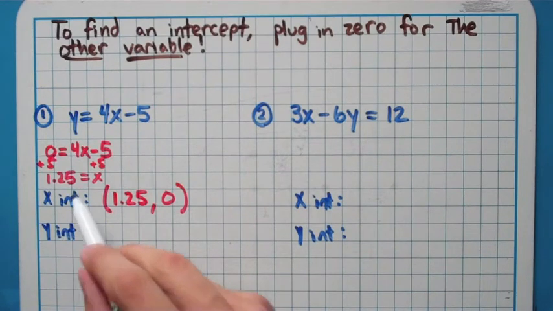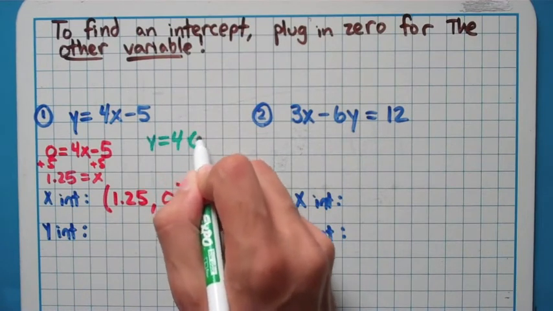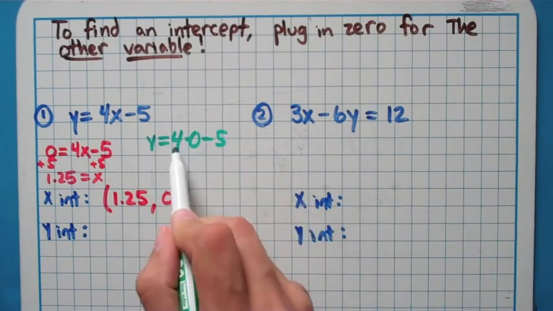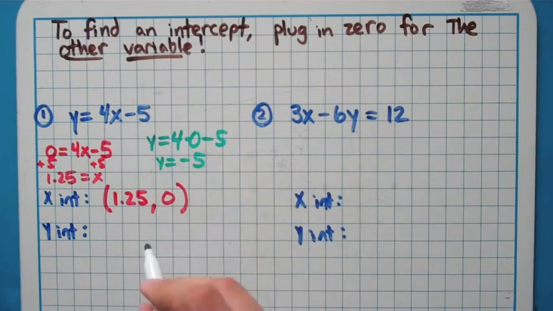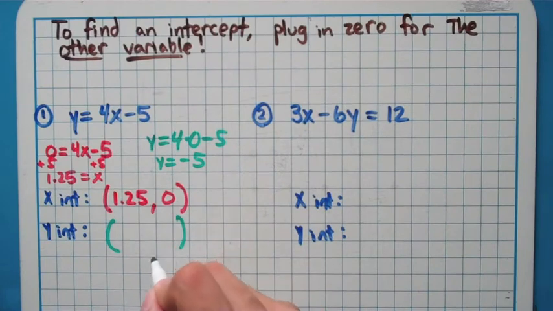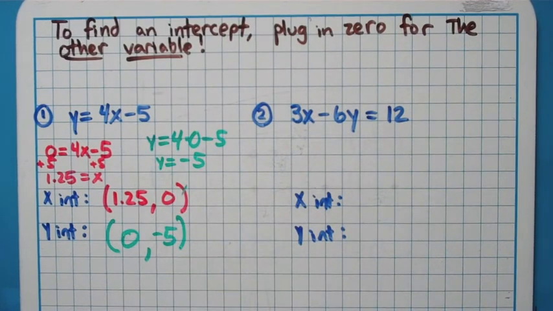Now I'm going to go ahead and find my y-intercept. For the y-intercept, I'm going to plug in a 0 for x. So I'm going to get y equals 4 times 0 minus 5. 4 times 0 minus 5 is just negative 5. So my y was equal to negative 5, that's what it says right there. And my x was a 0.